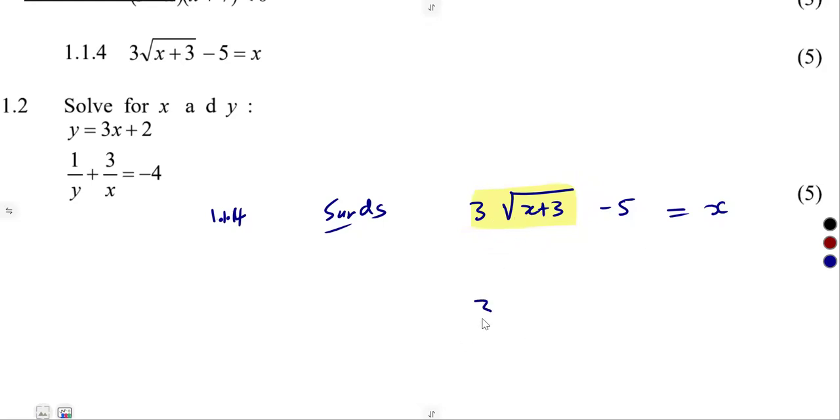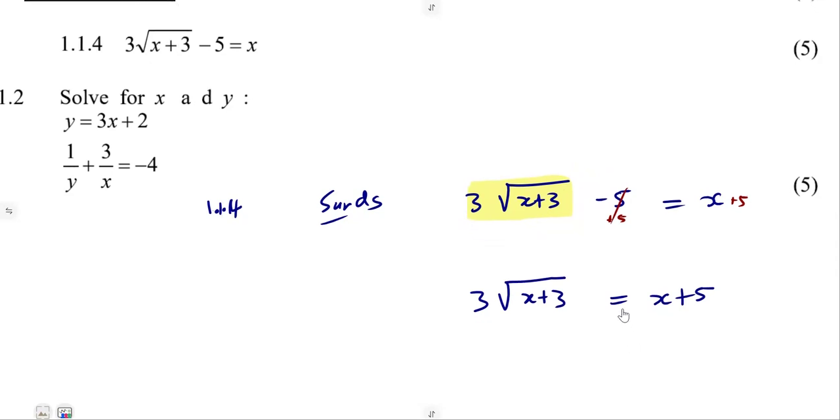So we can say 3 square root of x plus 3. The minus 5 is not part of this. It is subtracted from this single term. We are going to subtract 5, so let's get rid of it to the other side of the equation. So we can simply add a 5, add a 5. So this cancels. Therefore, we've got what? x plus 5.